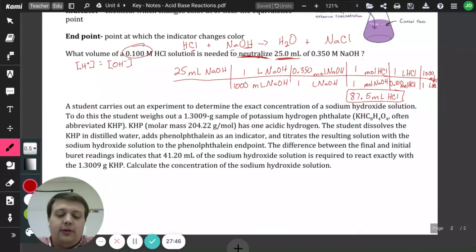To do this, the student weighs out a 1.3009 gram sample of potassium hydrogen phthalate. Okay, so that is KHC8H4O4, but we oftentimes will abbreviate that as KHP. So I have my KHP, which has a molar mass of 204.22 grams per mole, and that has 1 acidic hydrogen.